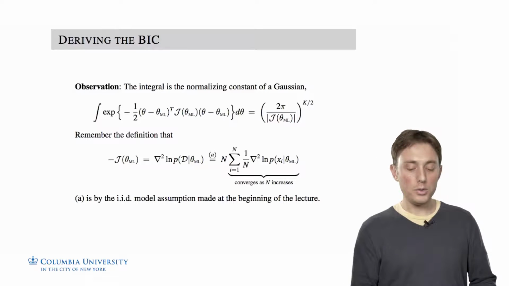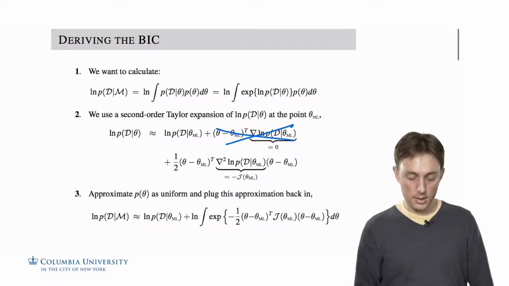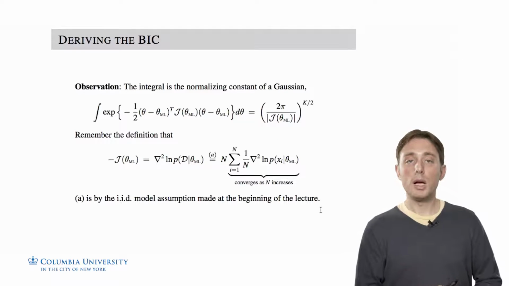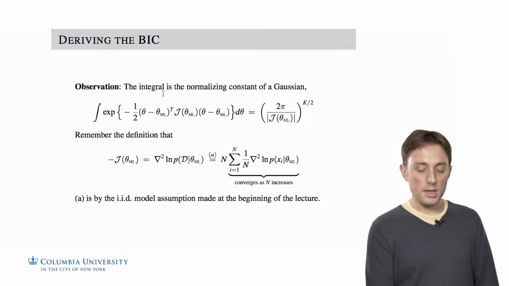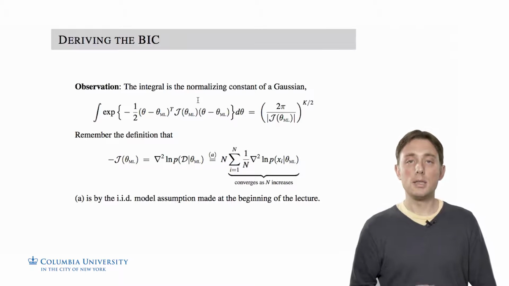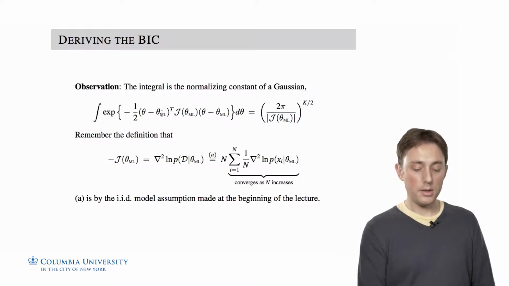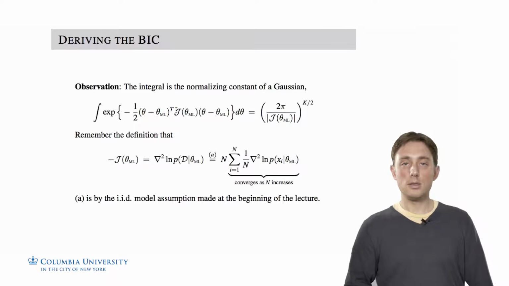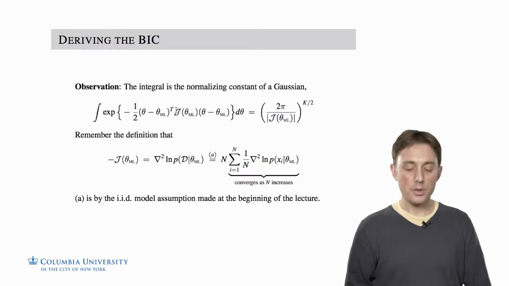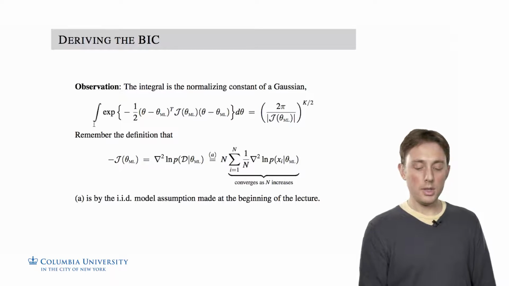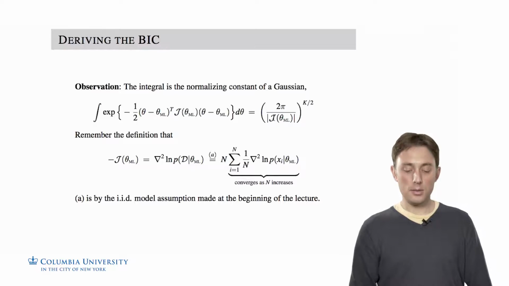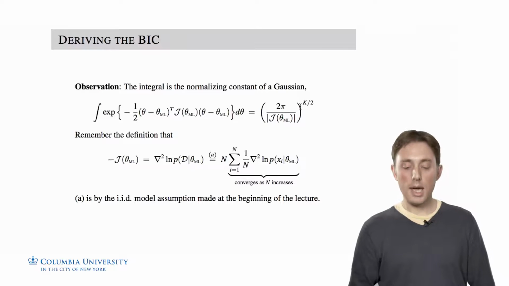So now let's look a little bit closer at the integral that we have to evaluate. We notice, and this is exactly what we saw with the Laplace approximation as well, that this integral is simply the normalizing constant for a multivariate Gaussian with mean equal to the maximum likelihood parameter setting and precision matrix equal to J, this matrix of second derivatives. Therefore, we can say that this integral is equal to 2 pi divided by the determinant of the matrix J raised to the power k divided by 2.